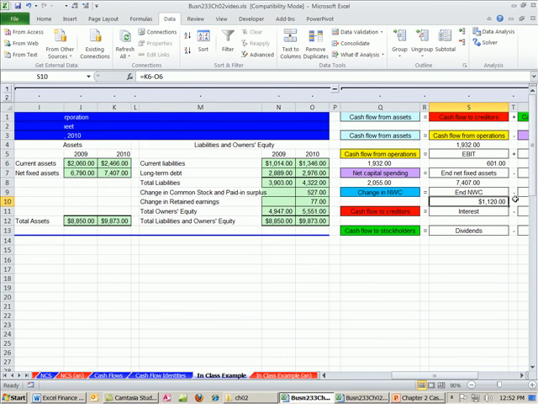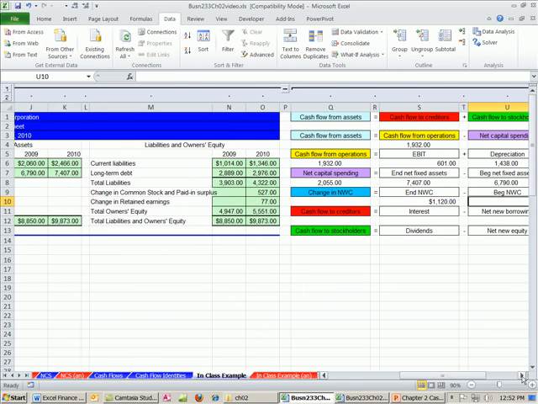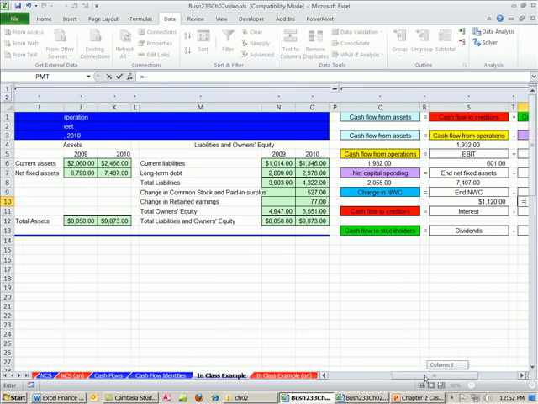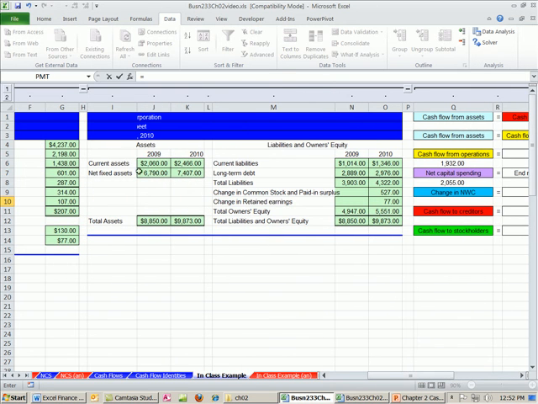So that's our end. Now I have to do our begin. Equals, and I'm going to go over it. These are 2009 numbers. So there's our current assets, and you can see it up there. Minus, and then you click on 2009 current liabilities. It looks like in both cases we're in pretty good shape. Our current assets are almost twice as big as our current liabilities.